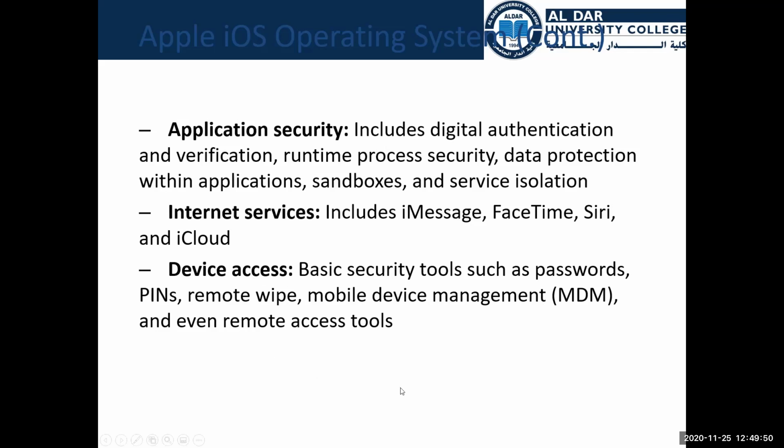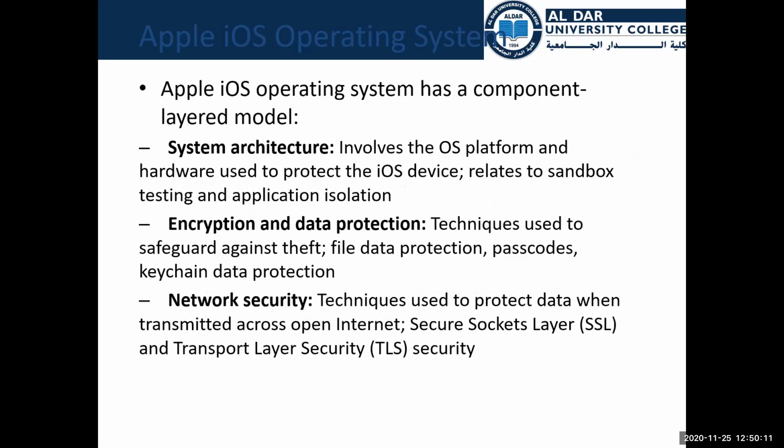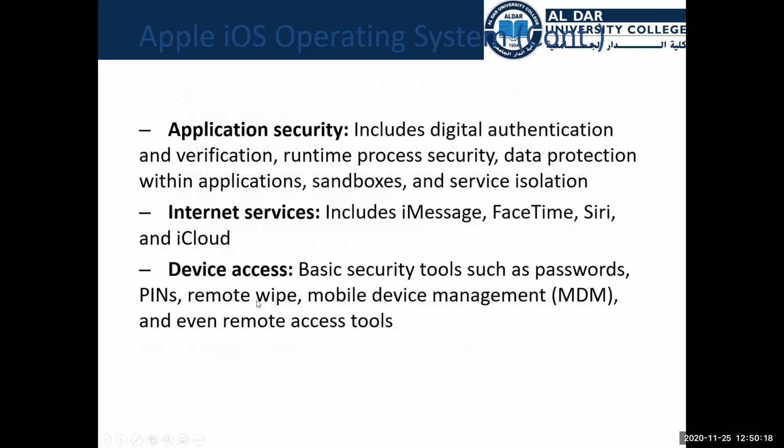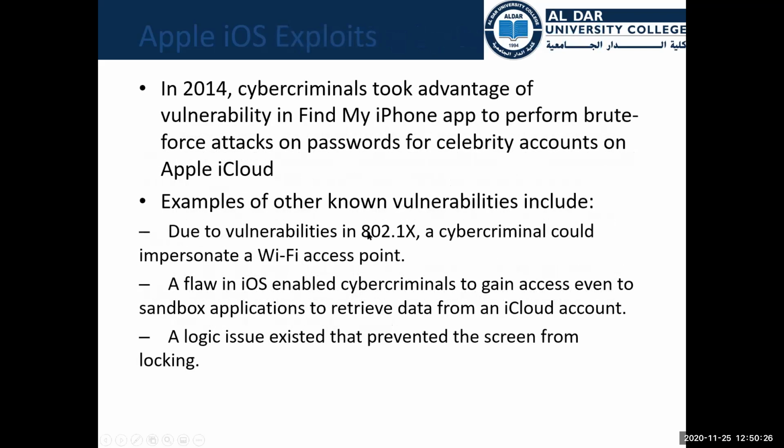Device access means the PIN number that you are using on your phone, or the pattern that you are using to protect your screen when it locks. Okay, so this is the device access. When you talk about Apple iOS security, you have to pay attention to the 6 parts: system architecture, encryption and data protection, network security, application security, internet services, and finally, device access.